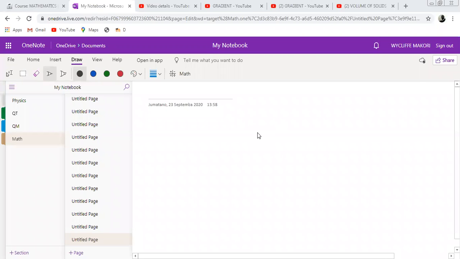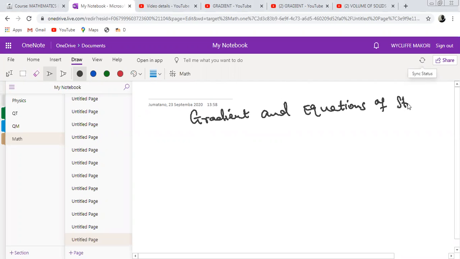The topic that we are discussing is on gradient, the gradient and equations of a straight line. That is actually the topic that we are handling at the moment.